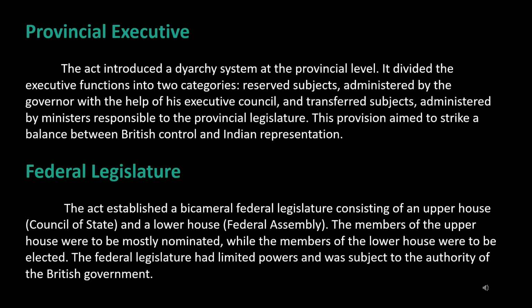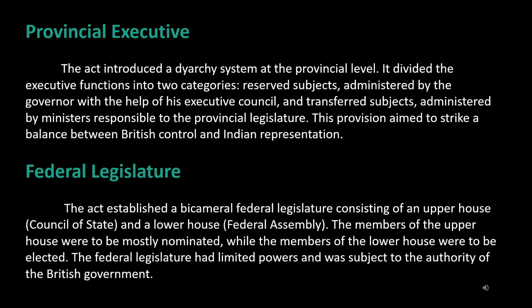Provincial executive. The Act introduced a hierarchy system at the provincial level. It divided the executive functions into two categories: reserved subjects, administered by the governor with the help of his executive council, and transferred subjects, administered by ministers responsible to the provincial legislature. This provision aimed to strike a balance between British control and Indian representation.